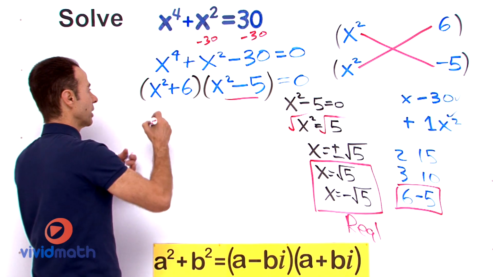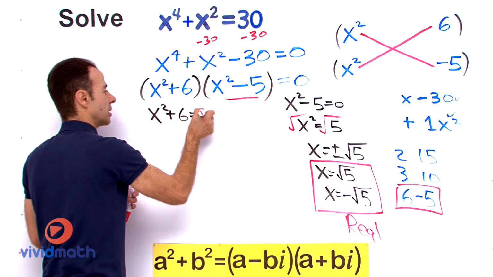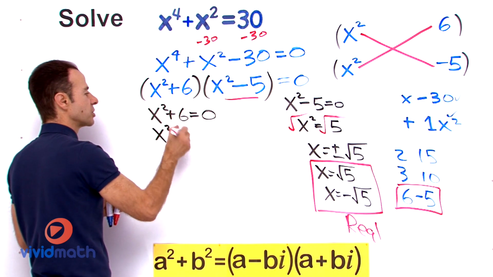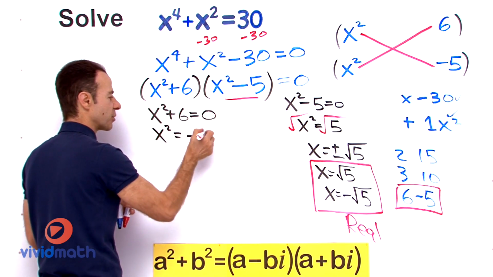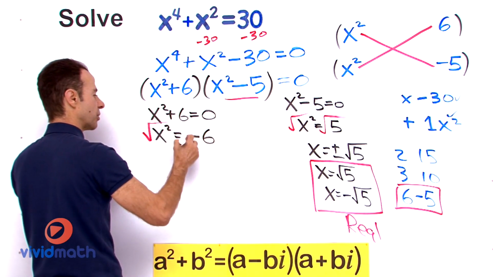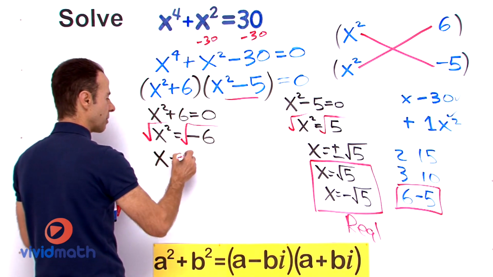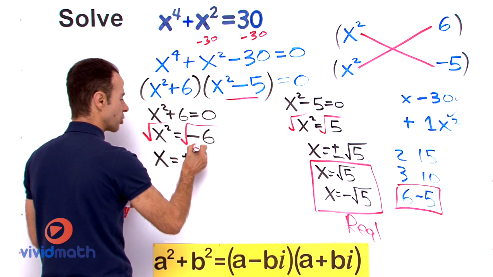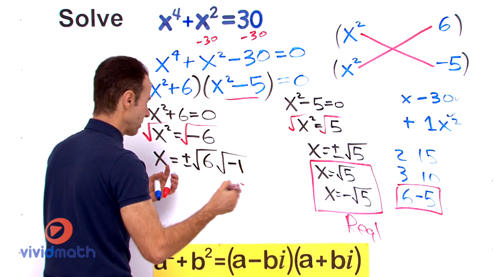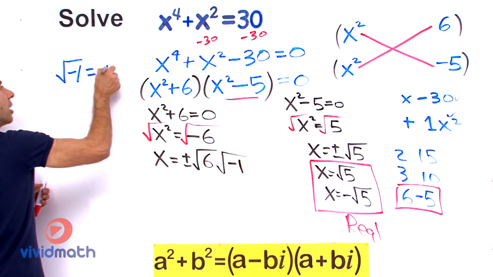So let's go x squared plus 6 equals 0. Let's bring the 6 over the right-hand side. X squared equals, subtract 6 from both sides, so that becomes negative 6 on the right-hand side. Now let's take the square root of both sides. Square root of x squared is just x, and that equals plus or minus. Now it's going to be 2 square roots. That's the same as the square root of 6 times the square root of negative 1. Now you may remember the square root of negative 1 equals i.